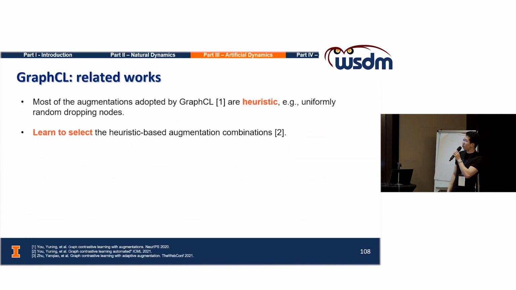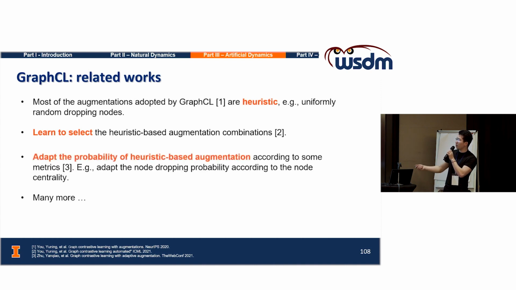So there are some related works. As we mentioned, both the selection of the augmentation combinations and the hyperparameters are critical, and the related work tries to solve the combination of the augmentations. They try to learn to select the combination of augmentations such that it can get the optimal performance, and they put it into a meta-learning framework.